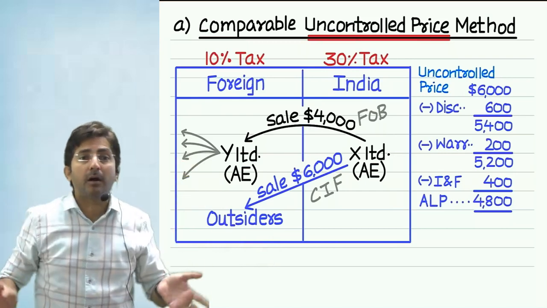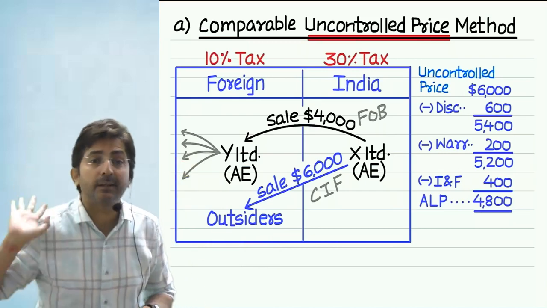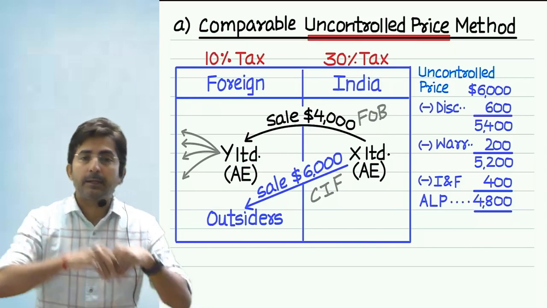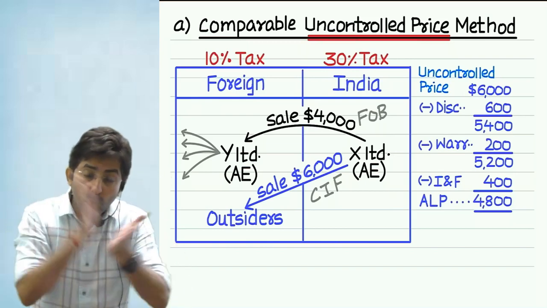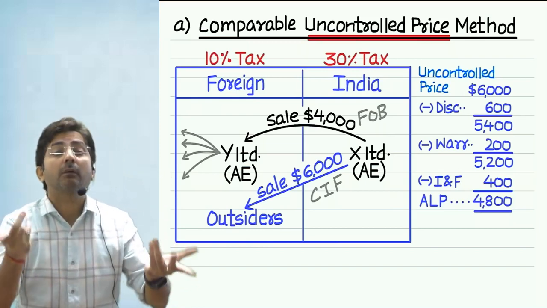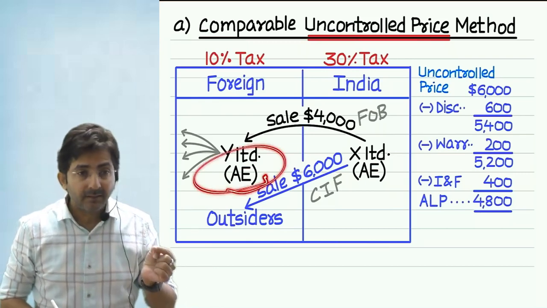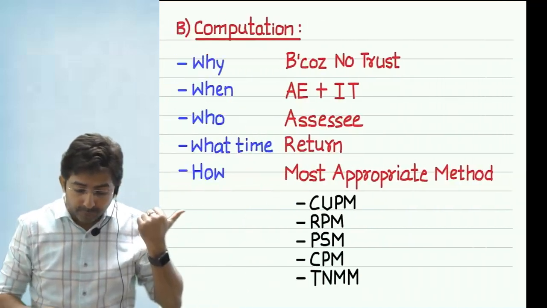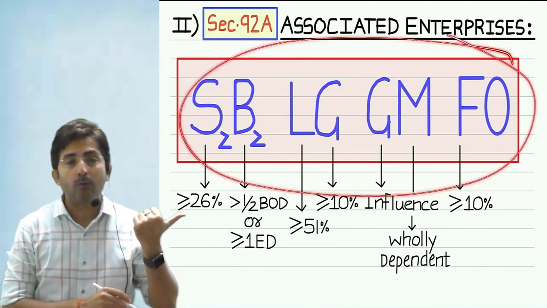A drawing will come. They will give a paragraph and they will never use the word outsiders. They will give the name of some company, some Z Limited, Q Limited, R Limited, something they will give. And it is for you to decide who is associated and who is outsider. And there you will need knowledge of the relationship provisions.